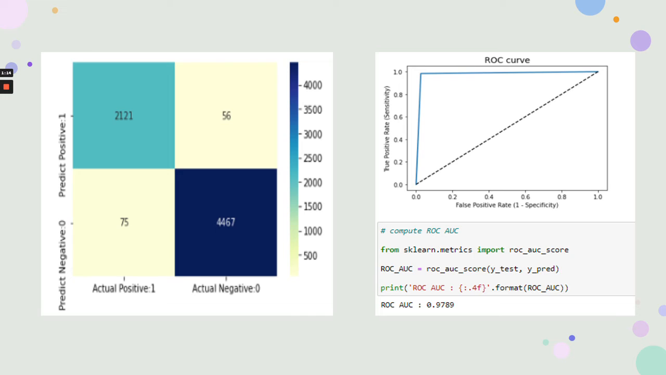Here are the confusion matrix and the ROC curve, which further signify that this is a good model due to its high ROC AUC value, as well as the confusion matrix, which is pretty accurate based on what you've seen there.